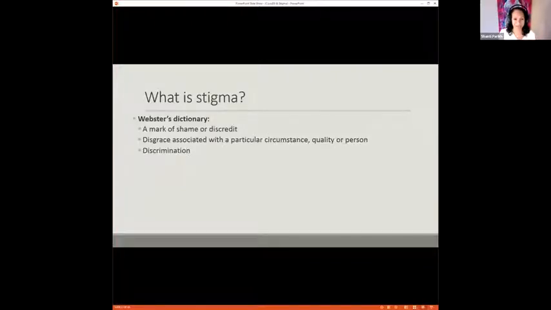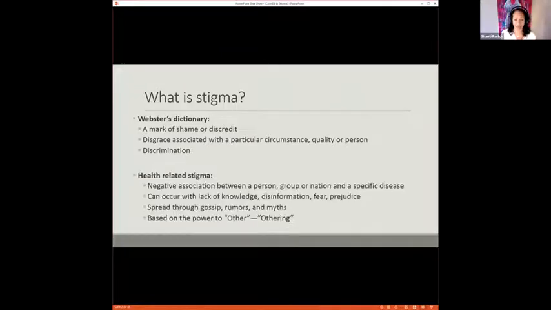So first, what is stigma? As many of you know, it's a mark of shame, discredit, disgrace associated with a particular circumstance, quality of person, and discrimination. And it's particularly relevant for disease and health. And when looked at in disease, it's looked at the negative association between a person, group, or nation and a specific disease. And I'm sure you all are already starting to think about how this relates to COVID, but also other illnesses. Also, it occurs, people say, because of lack of knowledge, but also disinformation, fear, and prejudice. It spreads through gossip, rumor, myths. I should have also put social media. I should have also put political talk. And it's based on the power of our ability to other people.